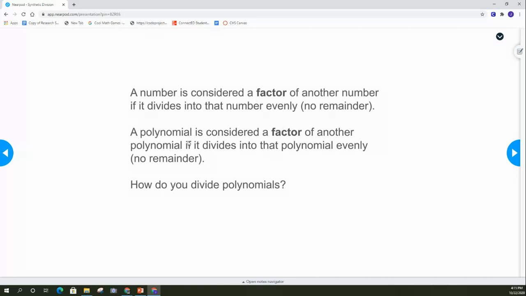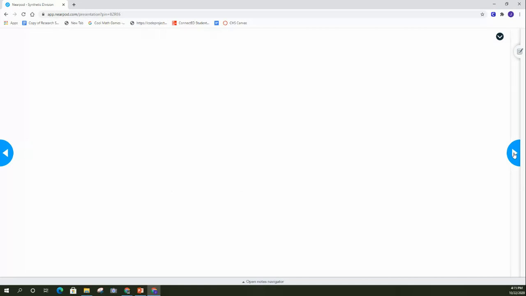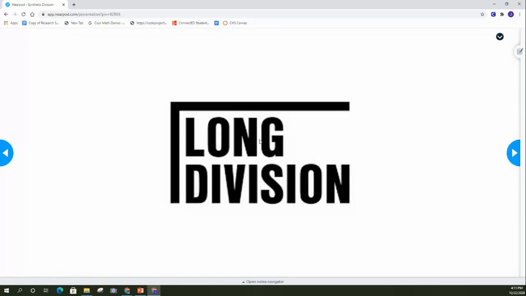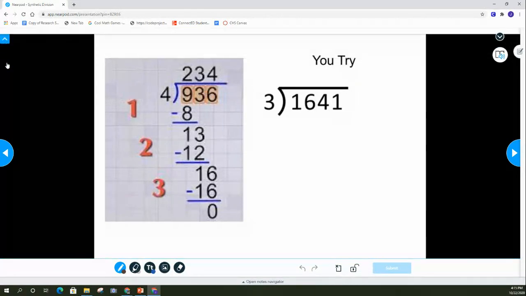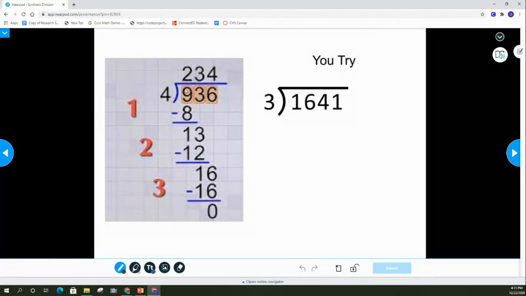A polynomial is considered a factor of another polynomial if it divides into that polynomial evenly, so no remainder. The problem is we don't know how to divide polynomials yet, so we have to learn how to do this. One strategy is long division, just like you did in elementary school. Here's an example worked out.